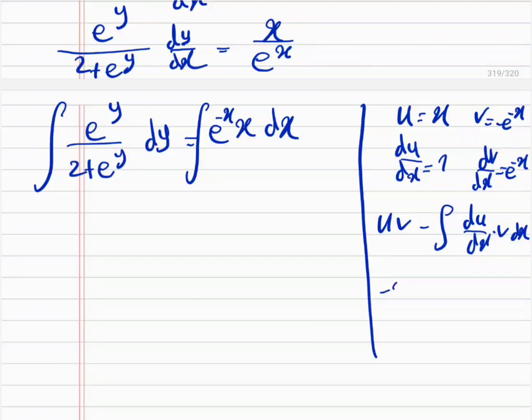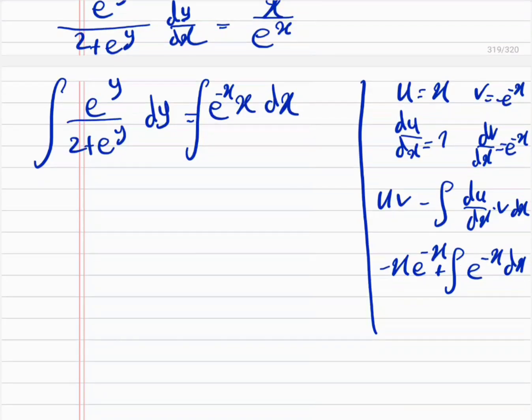Now, u is just x and then v is minus e to the minus x. So that gives us minus x e to the minus x, and then minus the integral of 1 times minus e to the minus x. Since the one inside is negative and also the one outside is negative, we can just move this negative outside of the integral and it just becomes positive inside. And now this just integrates to minus e to the power minus x plus c. So this is basically the answer to the integral on the right hand side of the differential equation.